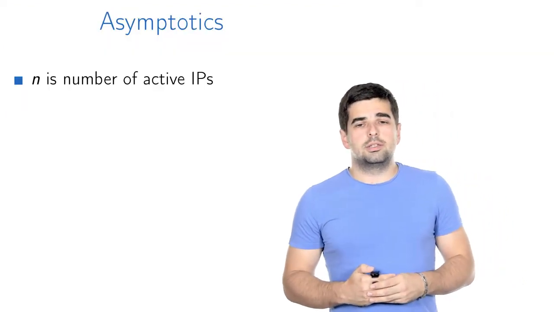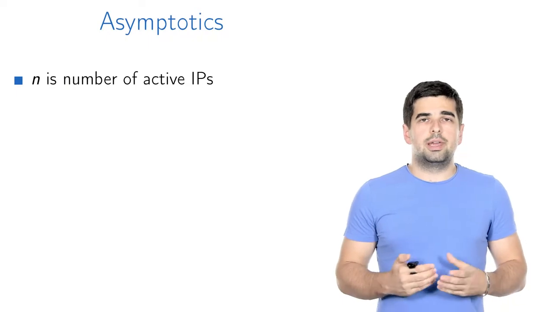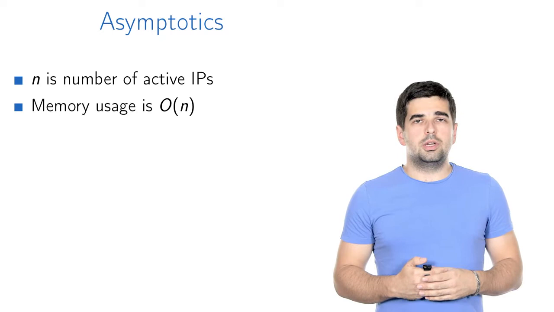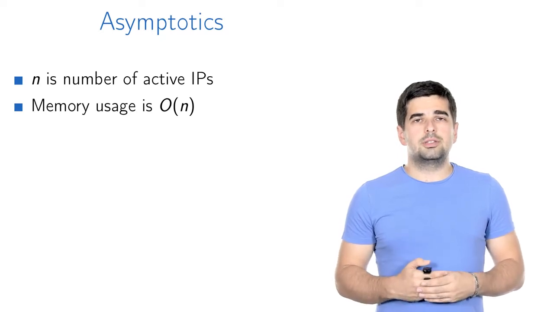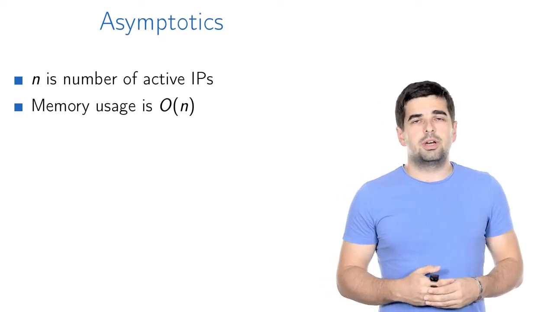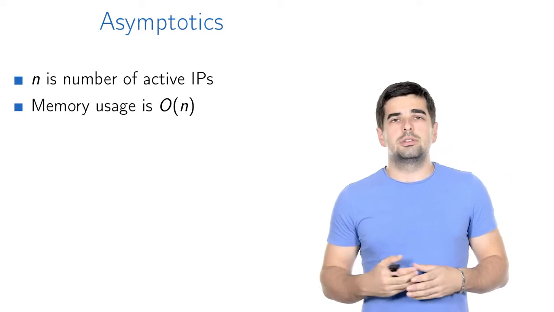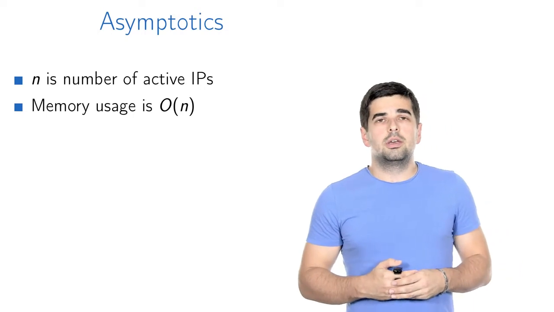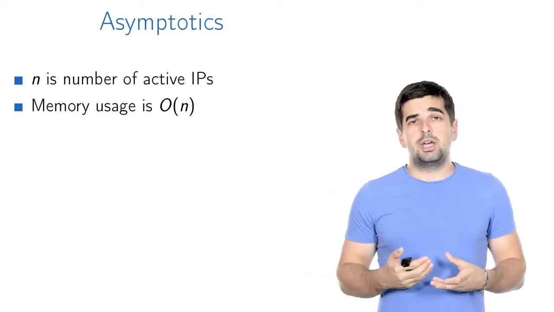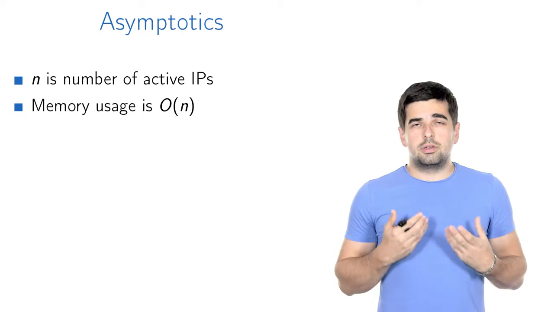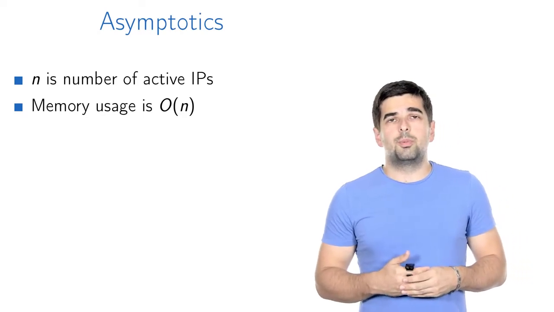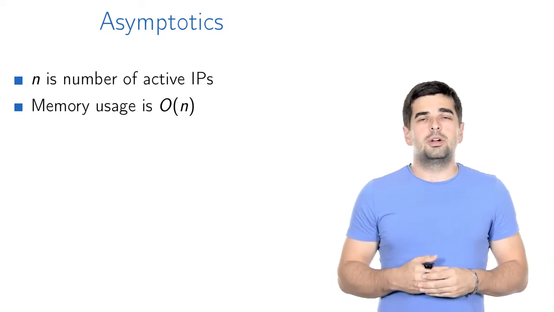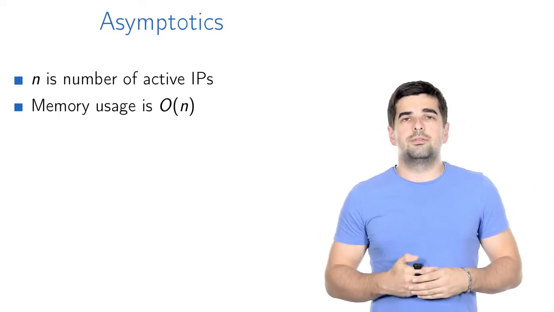Now let's analyze it. Let n be the number of currently active IPs. Then the memory consumption is big O of n, because we only store the active IP addresses and the corresponding times of access, but the times of access only add constant memory per active IP, so it's all in all linear in the number of active IPs, which is much better than the direct addressing scheme, because it required amount of memory proportional to the number of all possible IP addresses. And here we only require amount of memory proportional to the number of currently active IP addresses.